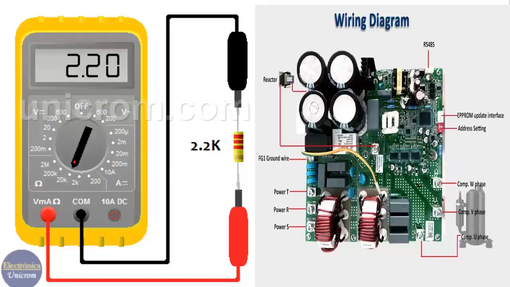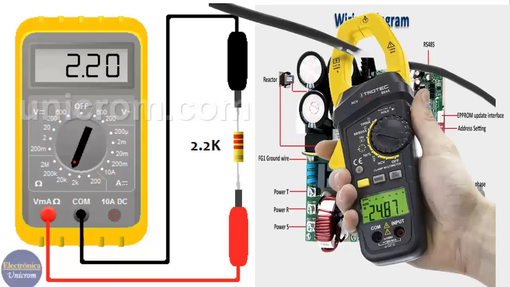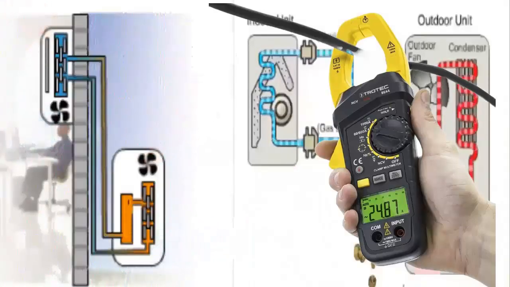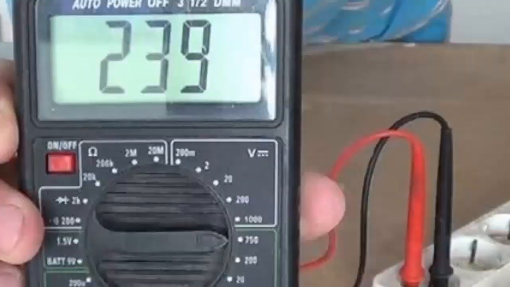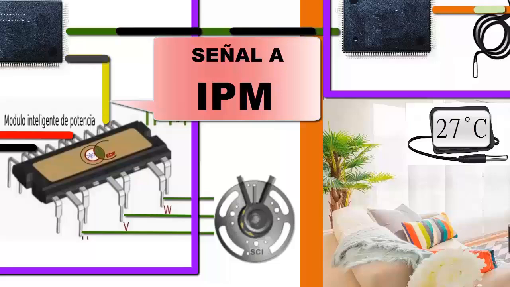To check this, measure the electrical current of the compressor with a clamp meter before the unit shuts down. The current value measured with the clamp meter should be less than that established by the RLA parameter. Measure the voltage value supplied by the external power grid.